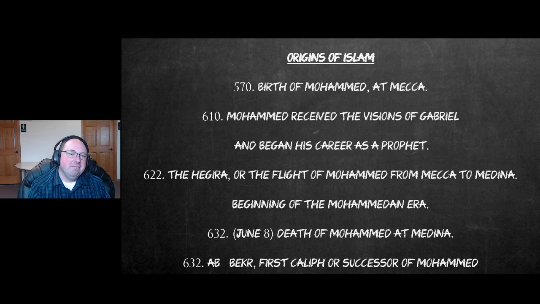So as we look at some of the dates and times of Islam, and maybe in the future, Lord willing, I will do a series digging deeper into the origins and the teachings of Islam. But for right now, all we need is a cursory view: in 570 Muhammad is born. And supposedly in 610 Muhammad received the vision from Jibril, as they say, Gabriel, and began his career as a prophet. Huh. Well, at least Muhammad got the name of an angel right, unlike Joseph Smith.